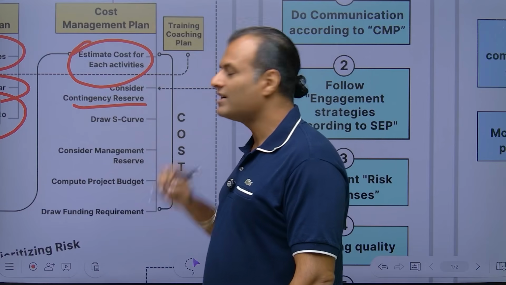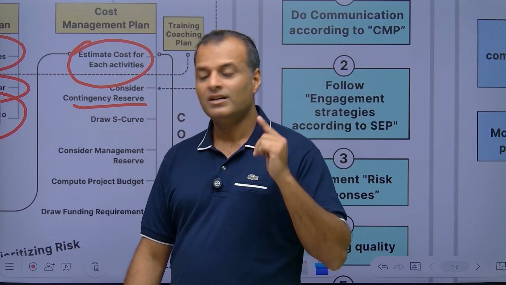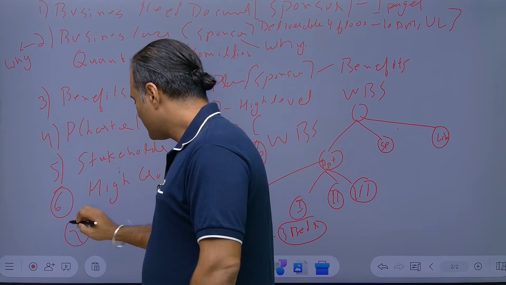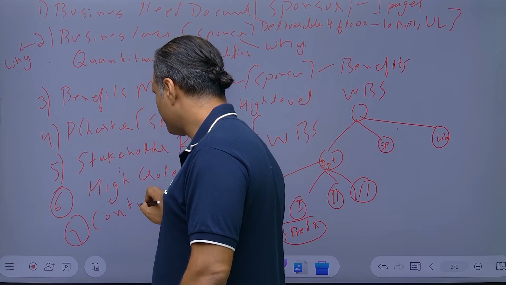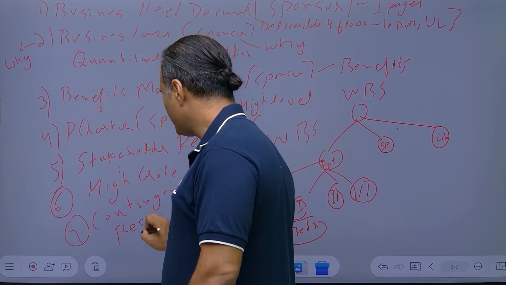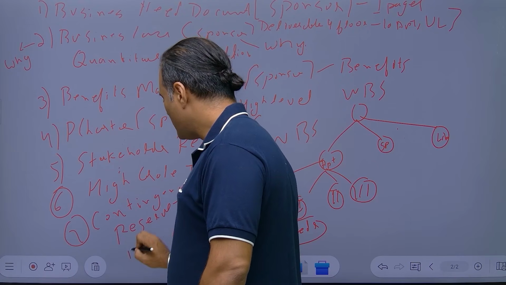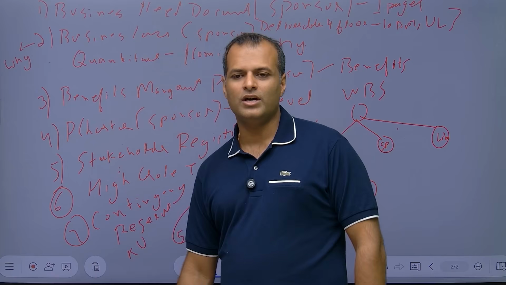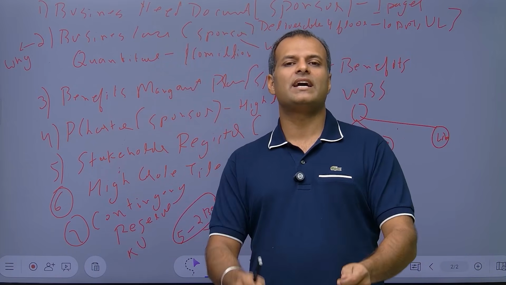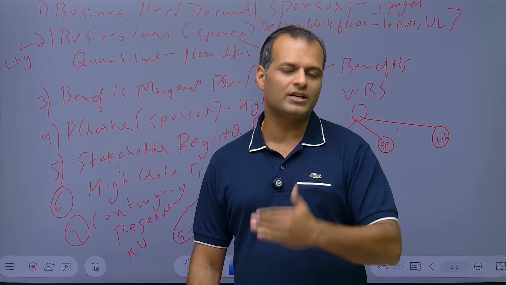Then you consider the contingency reserve. What is contingency reserve? Contingency reserve is known unknowns. Now, what do I mean by known unknowns? The money which you keep aside for known risk. That is your contingency reserve.